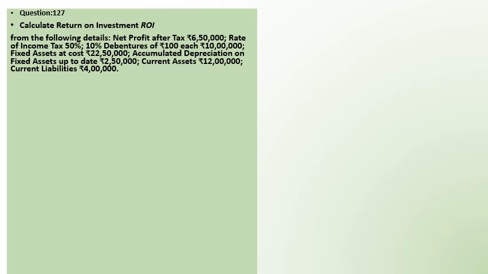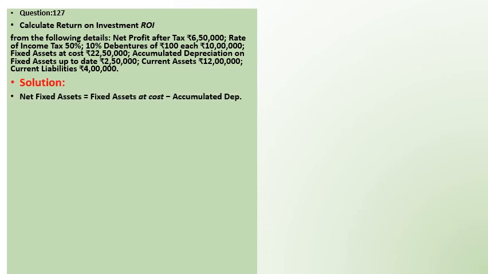Now from the following details, net profit after tax is given 6,50,000, rate of income tax is given 50%, 10% debenture of 100 each is given rupees 10 lakhs, fixed assets at cost 22 lakhs 50,000, accumulated depreciation on fixed assets is given 2 lakh 50,000, current assets is given 12 lakhs, current liability given 4 lakhs.